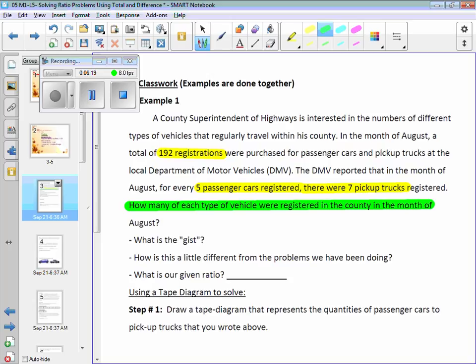Well, guess what? We could still model it using a tape diagram. Through all of this yellow stuff that we highlighted, there is a given ratio that we can use. What is that given ratio? Alexa. Agreed. 5 to 7. Here's your 5. Here's your 7. Order matters.